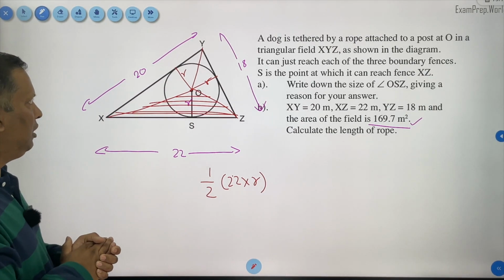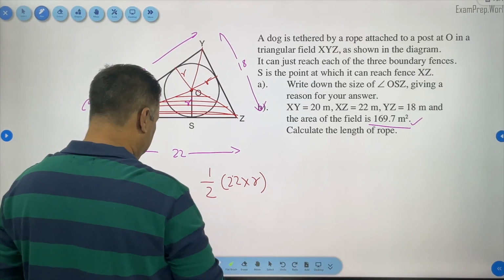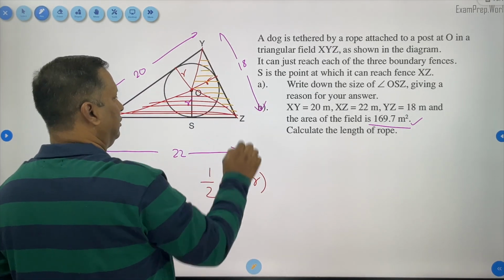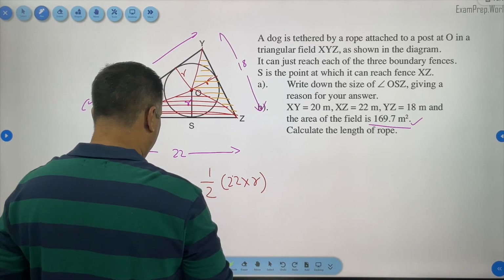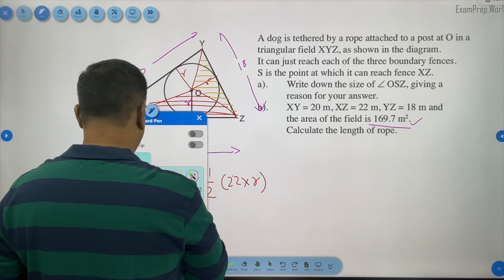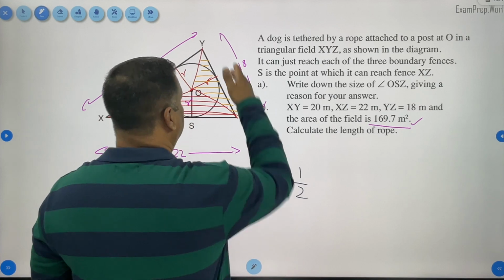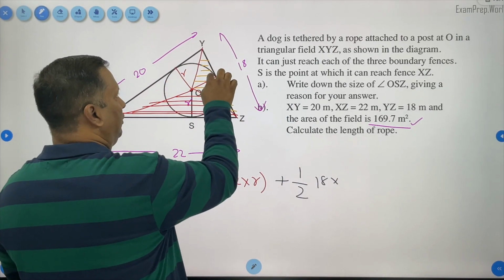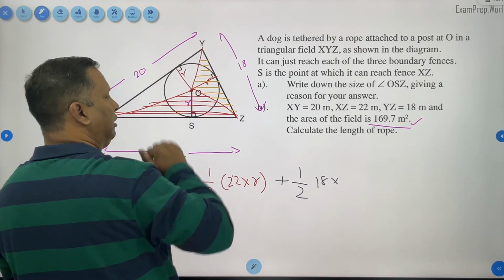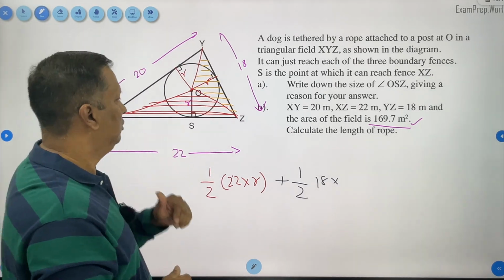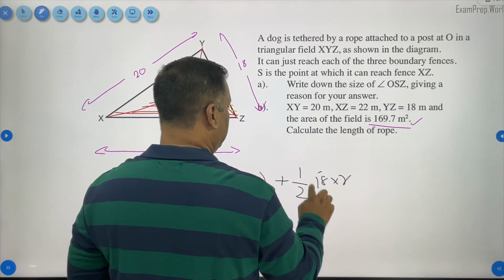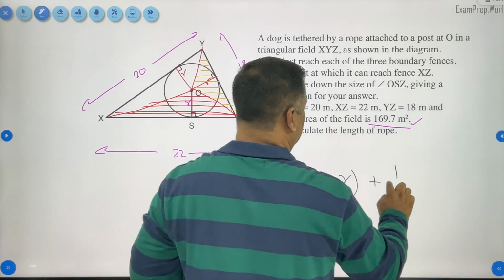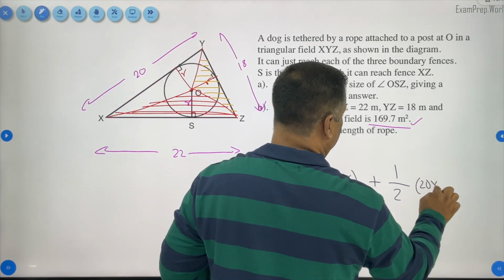Correct? Now similarly, look at this another triangle, second triangle, which I will use this color. So this is half of base into height, right? Plus half, base is how much? 18, and its height is this radius. Why am I calling them height? Because the radius always makes perpendicular to the tangent. So 18 into R. Plus the third triangle is this, half of 20 times R.